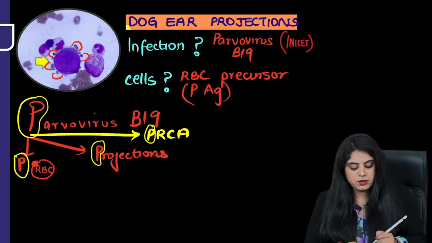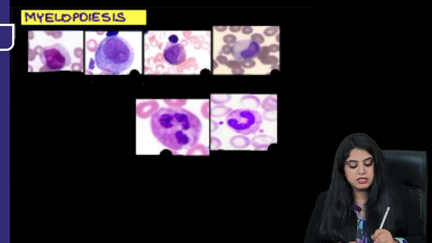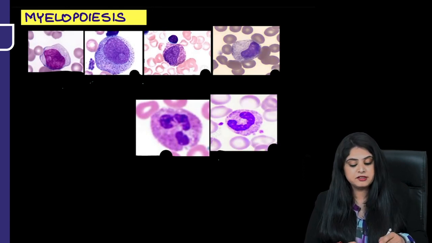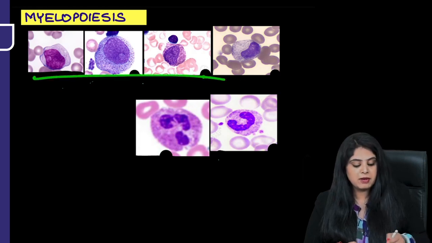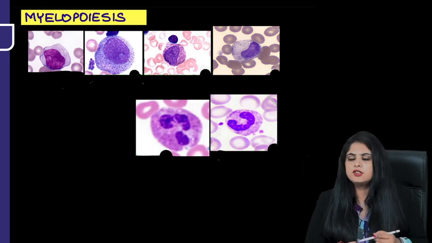Let's move on to the next one. We are done with all the RBC things. We can go on and talk about the WBC things now. And under WBC, what do we have? The first one is going to be all the myelopoiesis. Myelopoiesis means how everything is forming from a myeloblast. So quickly, should we revise?